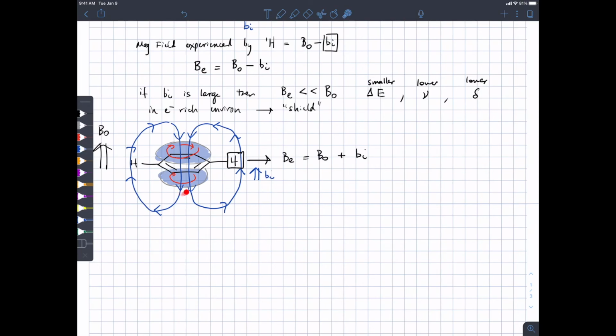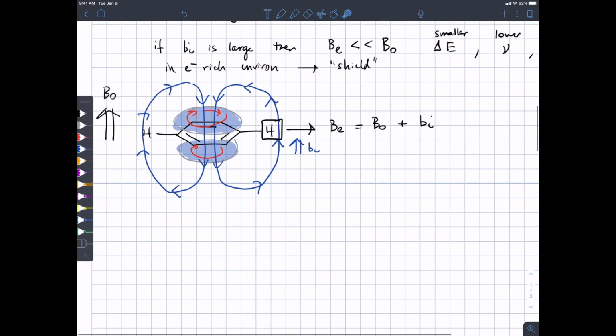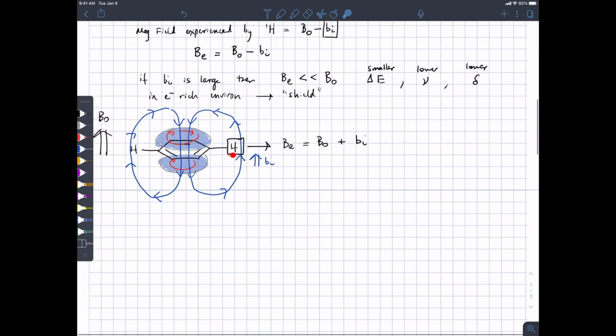Now, if you could put something on the face of the ring, you might expect it to be shielded because the magnetic field at that point would oppose the external magnetic field. And there are tons of examples in NMR experiments where protons that are held close to an aromatic ring on the face will be shielded. But for our purposes, we're going to see that protons adjacent to a benzene ring are unusually de-shielded.